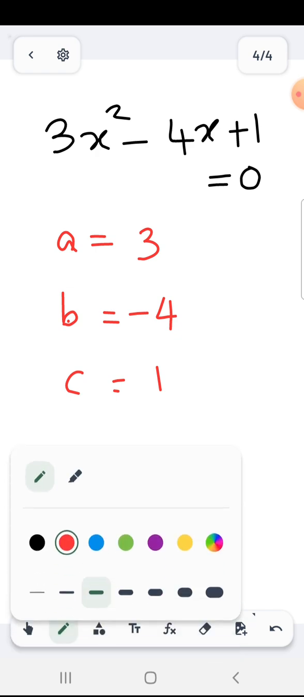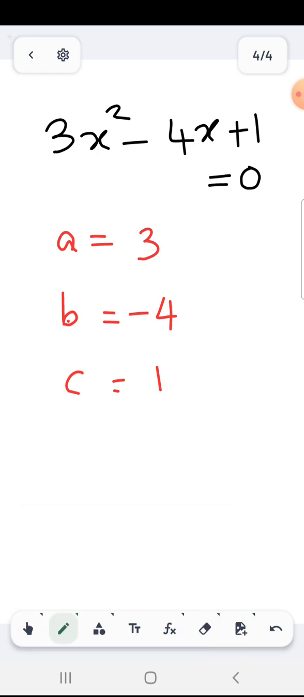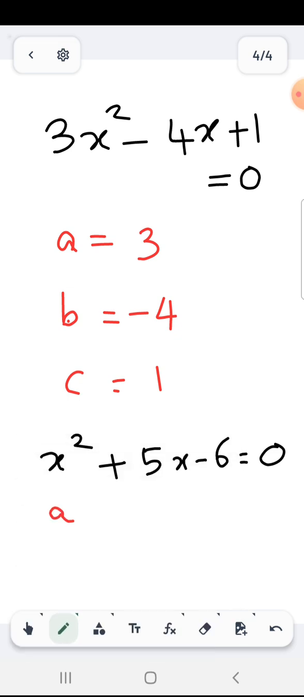Another example, if we have x square plus 5x minus 6 equals 0. So in this case, a is the coefficient of x square. No number is written, which means that is 1. So here it will be 1. And the coefficient of x is plus 5. So the answer of b is 5. And the constant term is negative 6. So this is how we identify a, b, c from a quadratic equation.